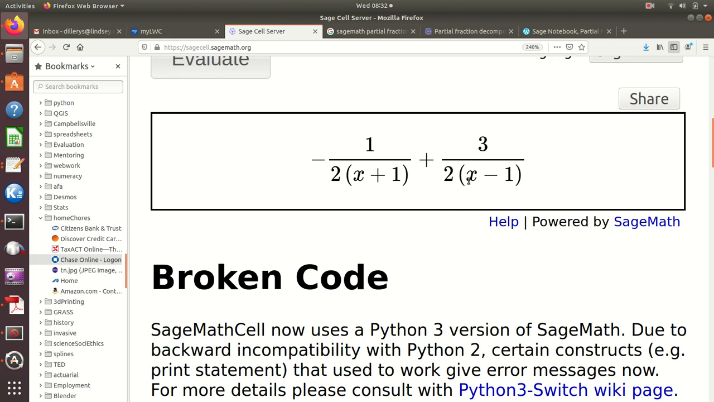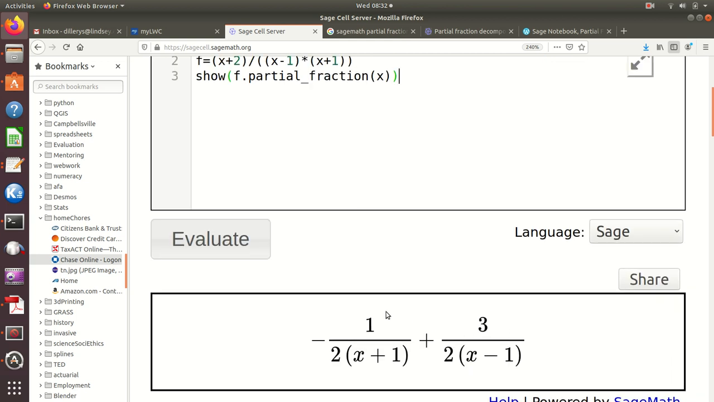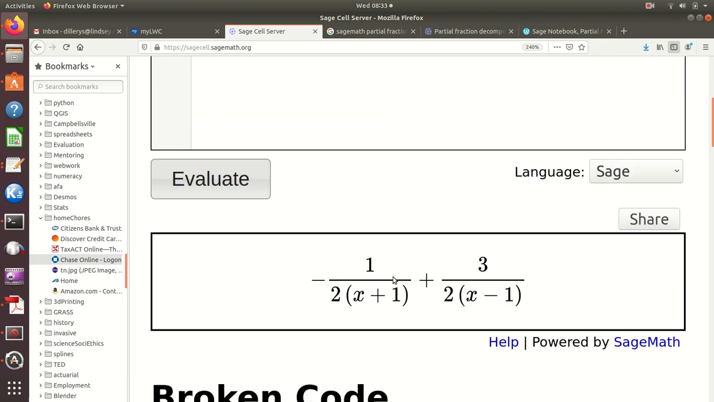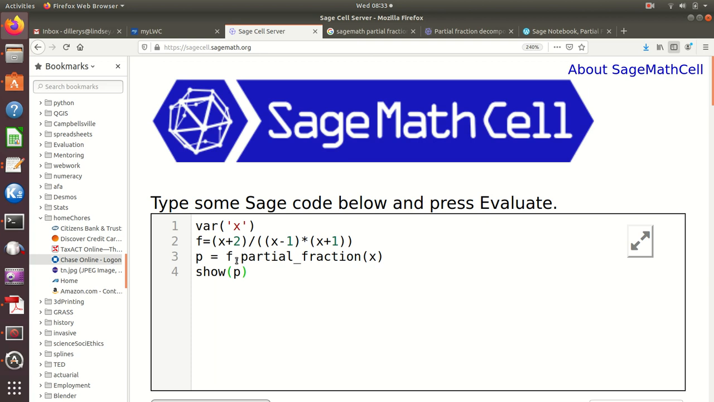So we get our 3 halves over x minus 1 and a negative 1/2 over x plus 1. So we get those same numbers, and there you go. That's it. I could actually hand that off to something else. So I could say P equals f dot partial fraction of x. So I'll get rid of that there. And then I could say show P and evaluate. And when I do that, there's my answer. So I could do it that way.